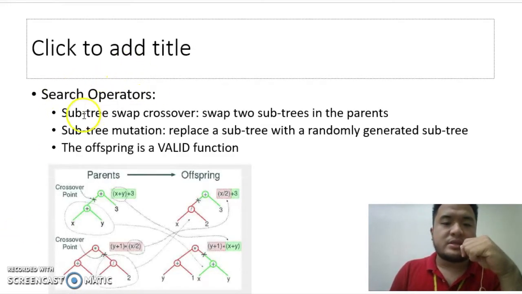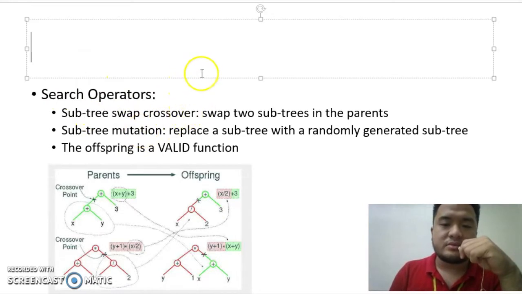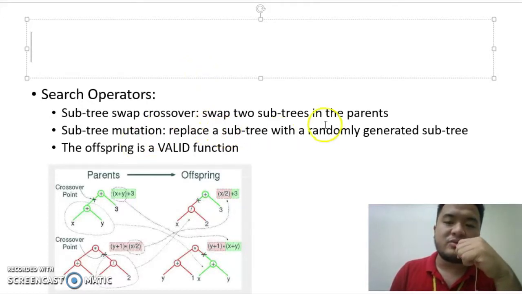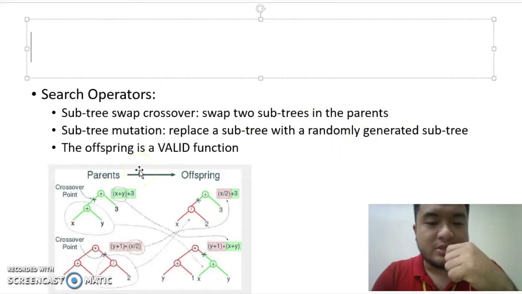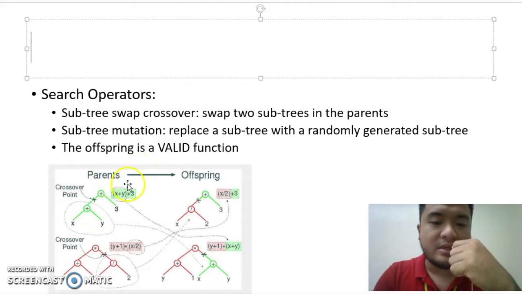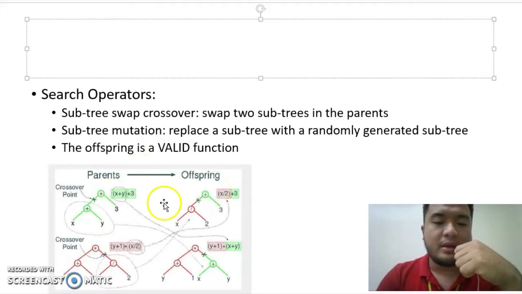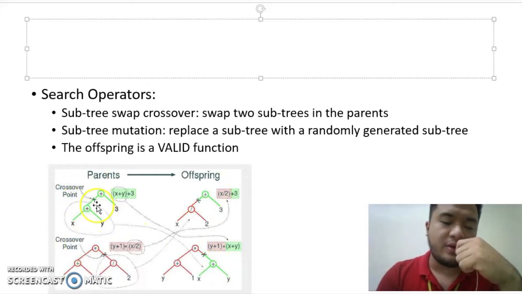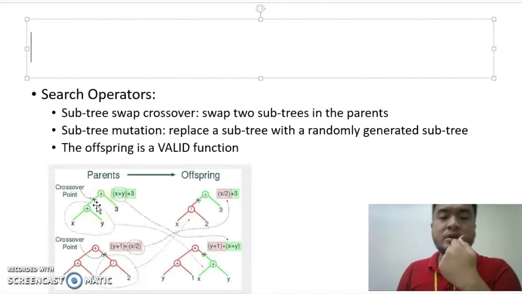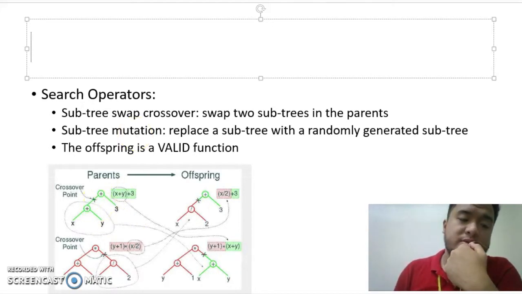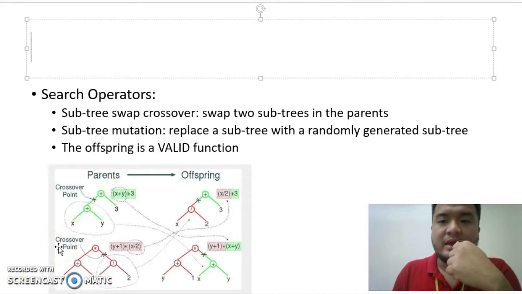So search operators: subtree swap crossover. Swap two subtrees in the parents. Subtree mutation: replace a subtree with a randomly generated subtree. The offspring is a valid function. So this is subtree, parents to offspring. Okay, this is the crossover point. This is the crossover point also. So this is the equation given a while ago, and it was the search operators. Next. So that's only the example that I reported.